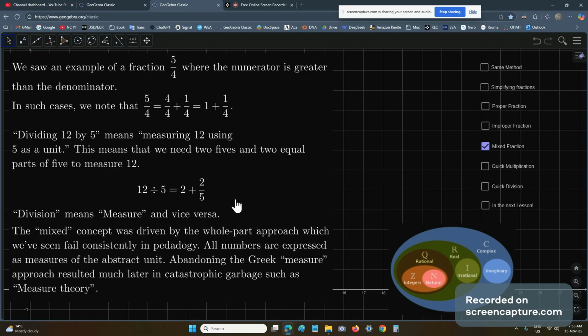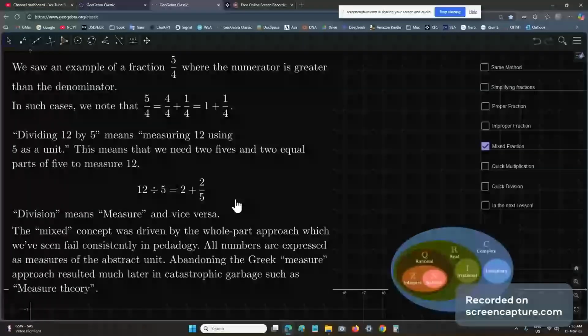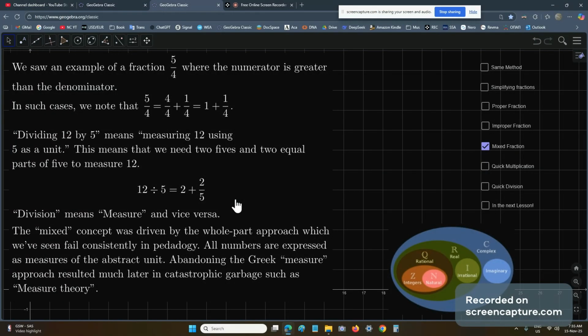And all numbers are expressed in terms of measures of the abstract unit, or measures using the abstract unit. So abandoning the Greek measure approach resulted much later in catastrophic garbage in mainstream mathematics, pure mathematics, called measure theory. If you do an undergrad math degree, you'll find out about that bullshit. It's truly ultra garbage. Now, this little diagram that you have on the side here arose from all these confusing and chaotic concepts.